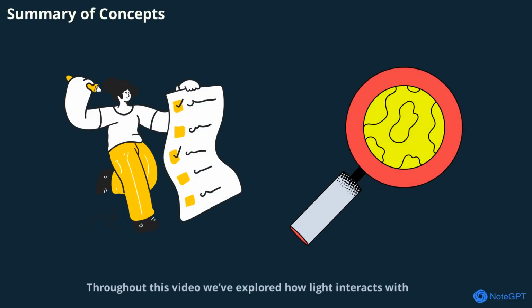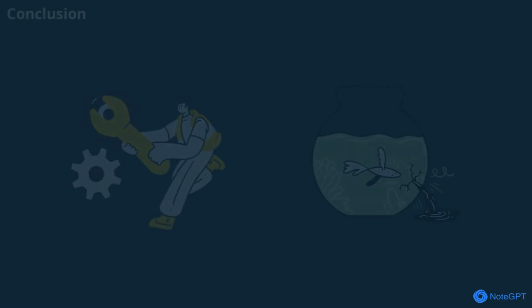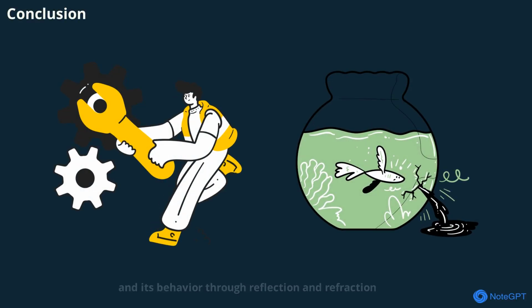Throughout this video, we've explored how light interacts with surfaces and materials through reflection and refraction. We've seen how these principles are used in mirrors, lenses, and various devices, as well as in nature and technology. Understanding light's behavior helps us appreciate the world around us and the science behind everyday phenomena. Light is a fascinating subject, and its behavior through reflection and refraction shapes much of what we see and experience.